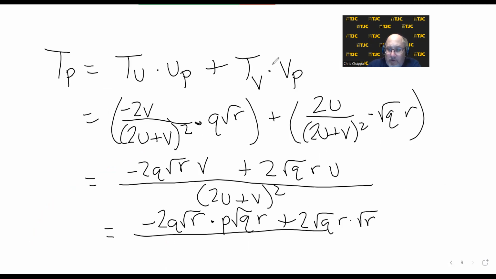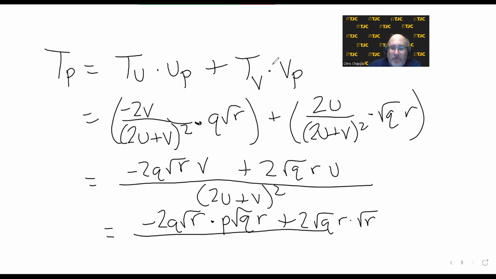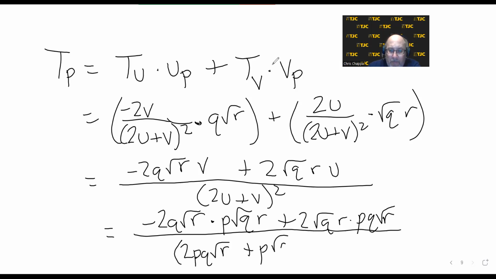So square root of R, PQ squared of R. And in the denominator, we have 2U, so 2 PQ squared of R, plus V, and V was P squared of QR. And all that's being squared. Can this mess possibly be cleaned up?